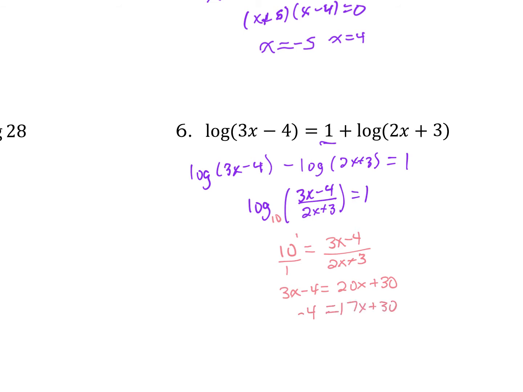We're going to subtract the 30 from both sides, and we get that x equals negative 2. If you go back and plug in, you're going to find that that does not work. So there is no solution, and that will be the case in some instances.